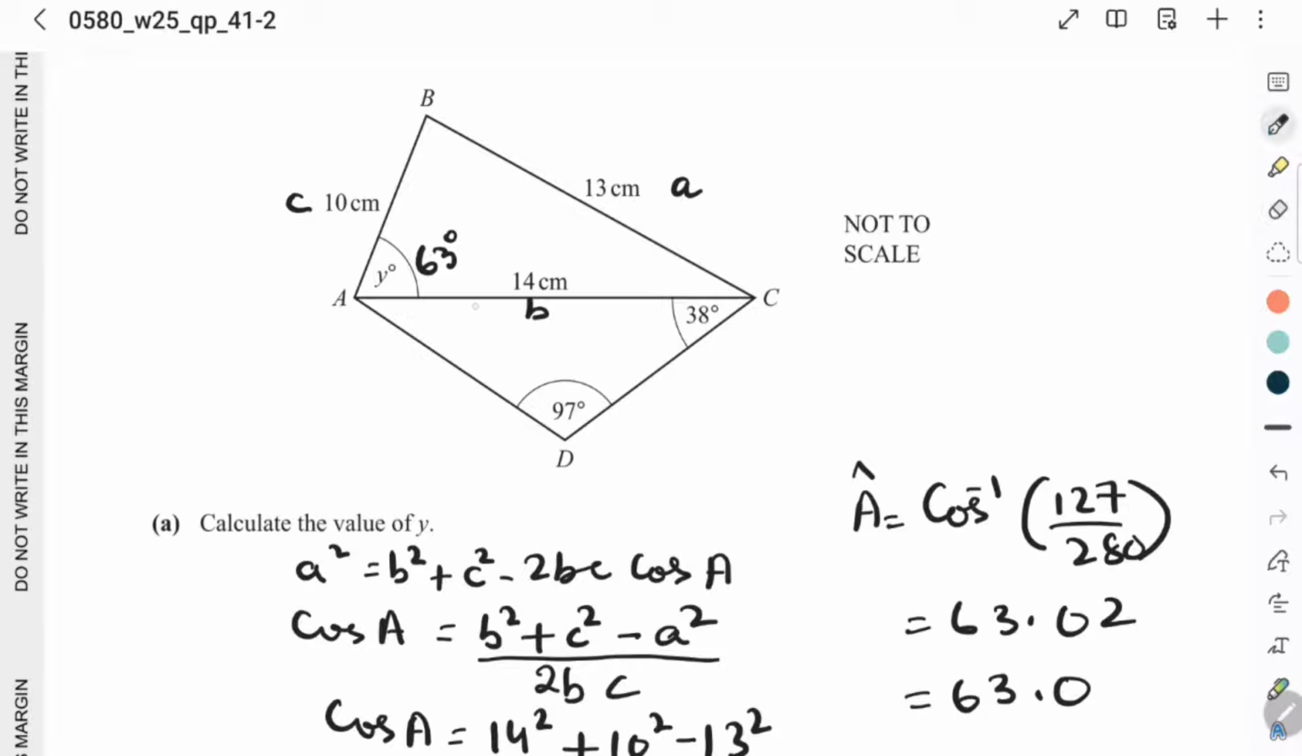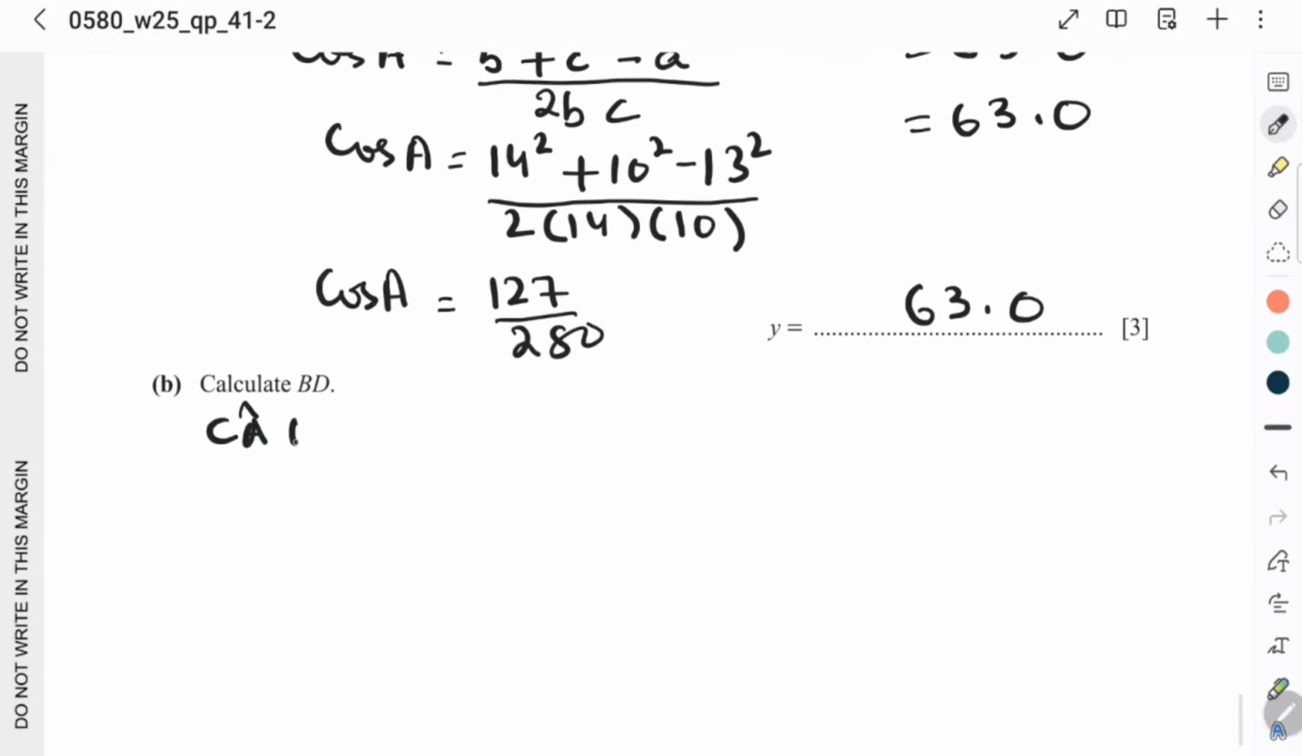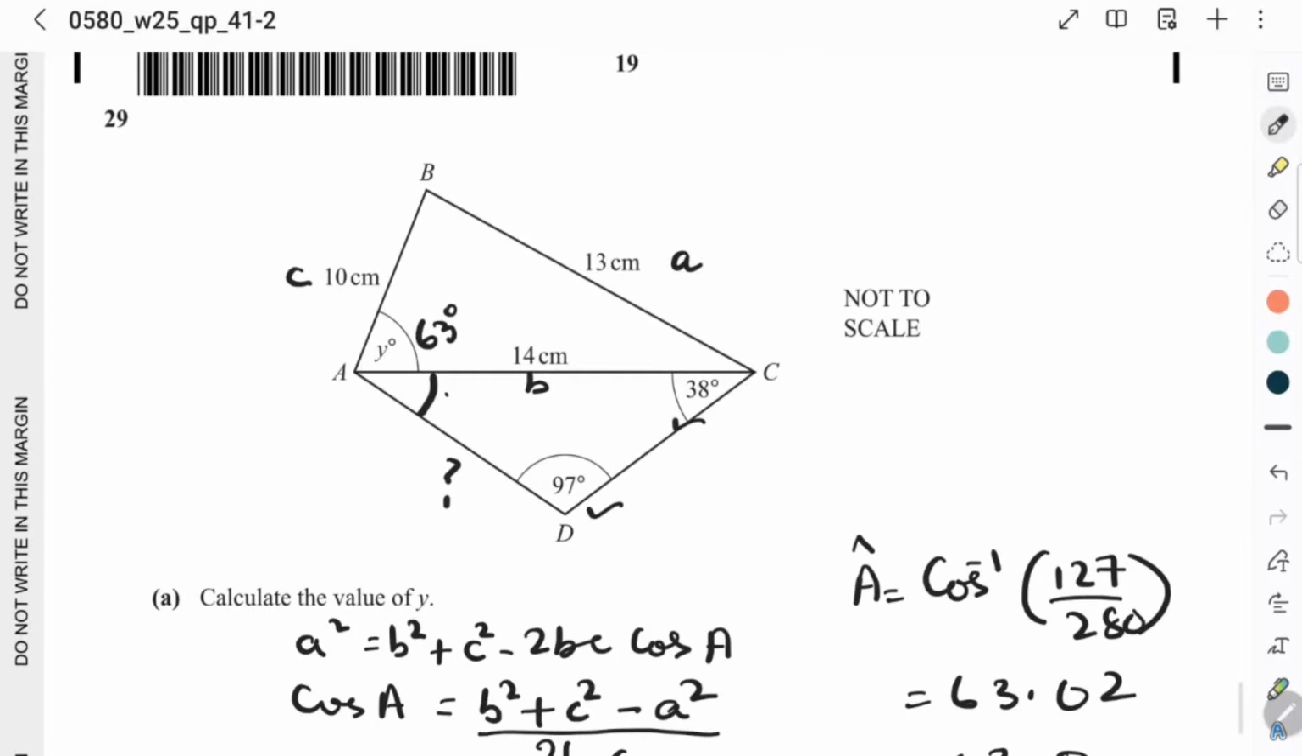So we'll have to calculate this angle and this side to calculate the side BD, because directly we cannot, and it's not a right angle triangle, so we cannot use the trigonometric ratio. CAD is easy because 38 and 97 are given. So subtract from 180 degrees. CAD is equal to 180 minus 97 and 38, which is equal to 45. So the total angle we can find is 108. So the total angle will be 108 when we find the required answer.